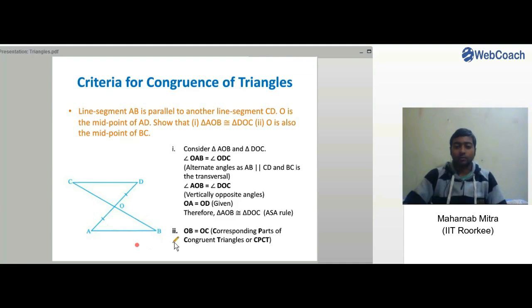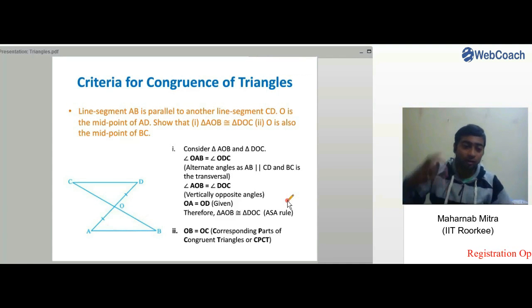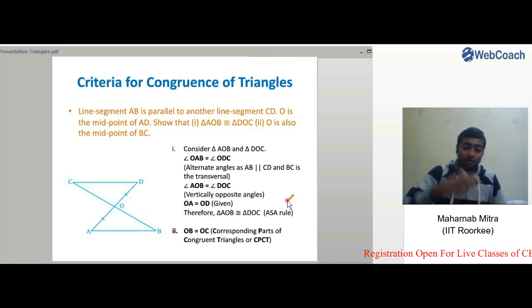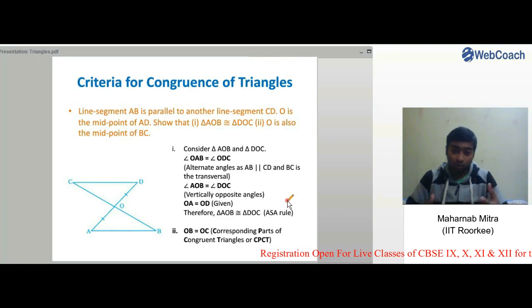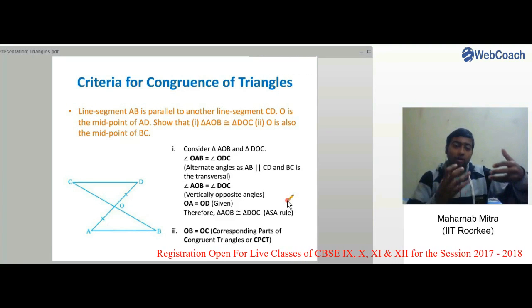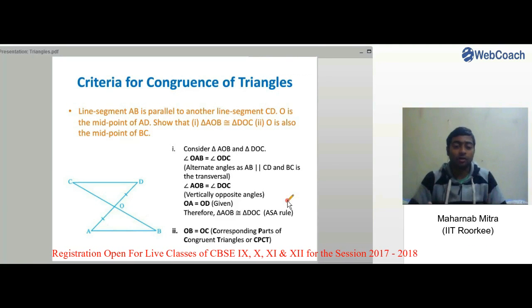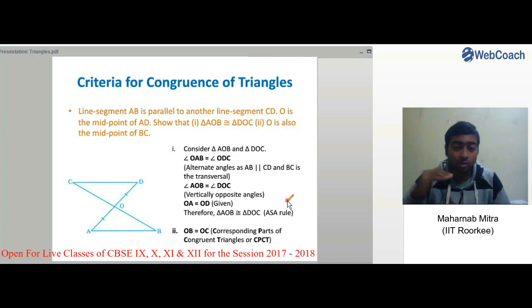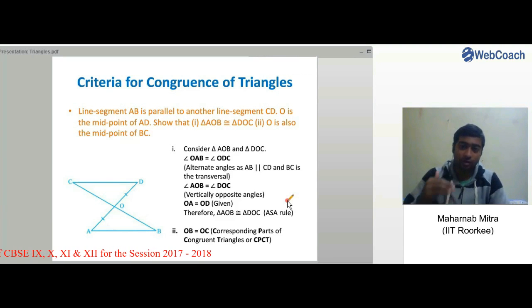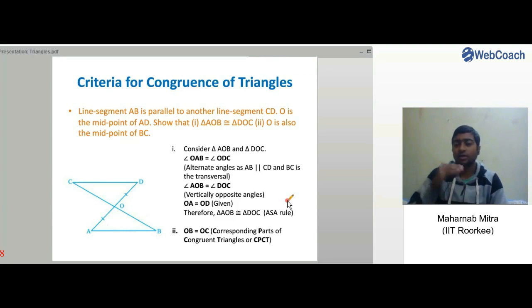We have to show that O is also a midpoint of BC, right? And also from the congruency of triangles, you can directly say that OB equals OC. Why? Because the two can be overlapped on each other, right? And their corresponding parts, which are OC and OB, which look alike, must be equal. So OB and OC must be equal, and these parts are called corresponding parts of congruent triangles, and the reason you can just state as CPCT, corresponding parts of congruent triangles, right? So OB equals OC.